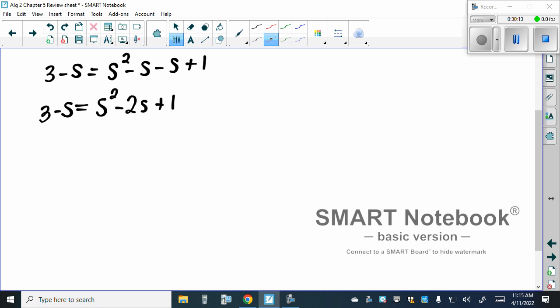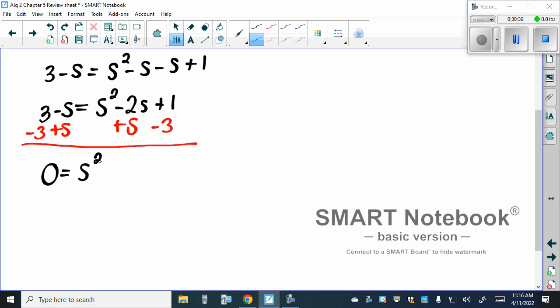Now what do we need to do next? We need to get this thing equal to 0. So we can subtract 3 from both sides. Well, if we want to, we can also add s. If we want to do it in one step, we can do it in one step. If we want to do it in 2 steps, we can do that as well. Now this would give us 0 is equal to s squared minus s minus 2. Any questions on how we got to this point here?